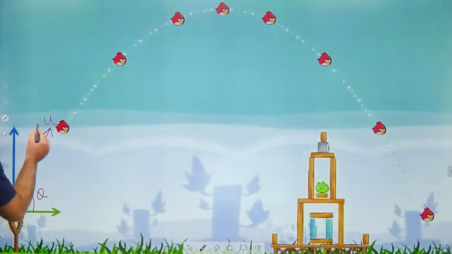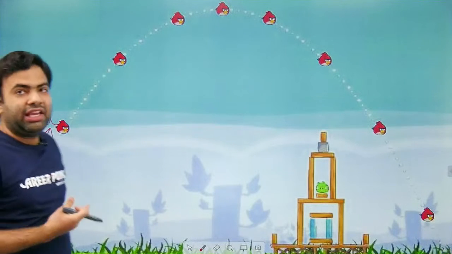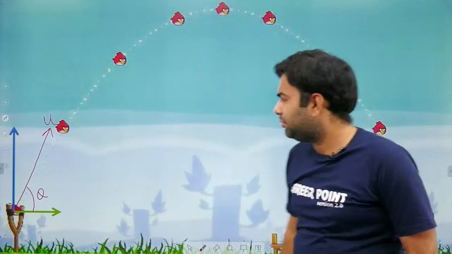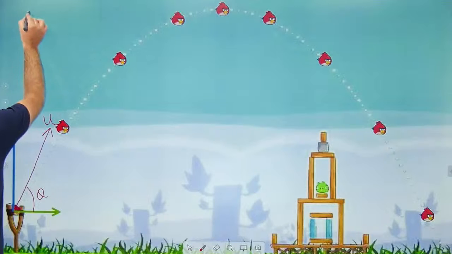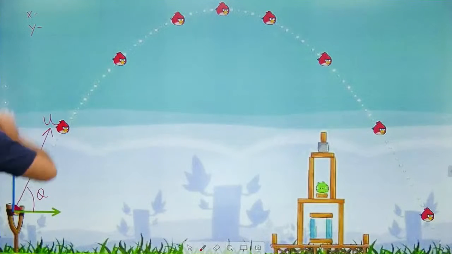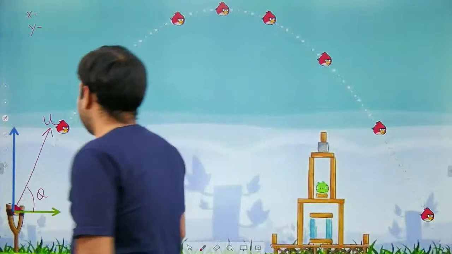See this, what we have studied in previous class. If you throw any object with velocity u, we can apply equation of motion in separate directions, x separately and y separately. So equations of motion are valid here, and if we study this motion in x direction and y direction separately, we will be able to calculate its horizontal range, maximum height, and the time of flight.